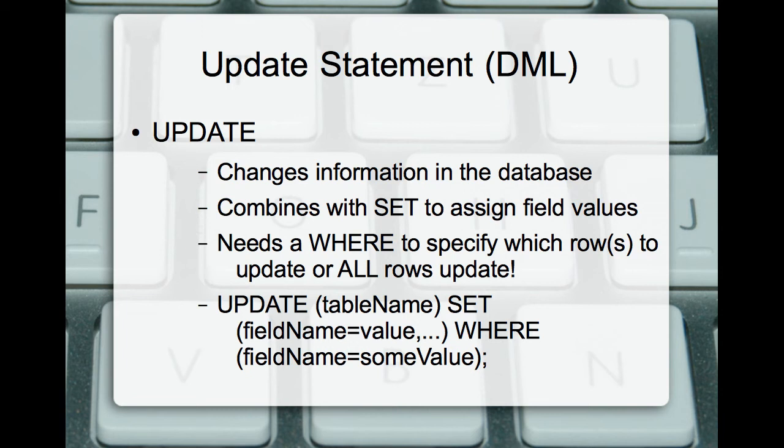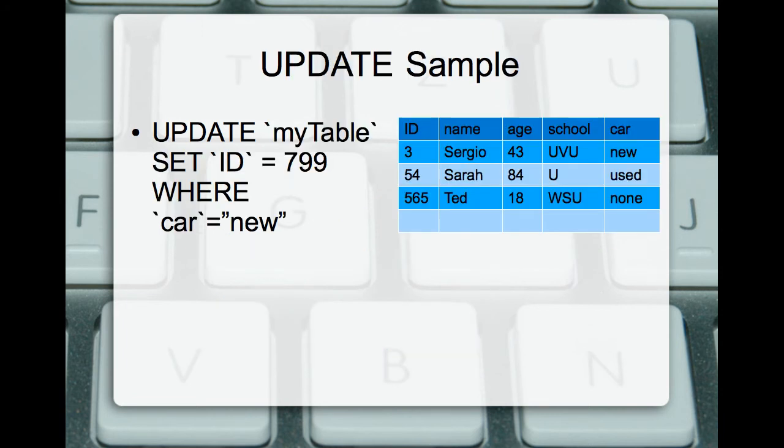And that would be a bit of a problem. It'd be like everything being deleted, except possibly even worse, because then all data in the table would be updated with whatever value you just had inserted. The structure on that is update, table name, set, field name equals value for each field, separated of course by commas, where field name equals some value. The where clause is how you specify which one you want to update. Update my table. Set ID 799 where car equals new.